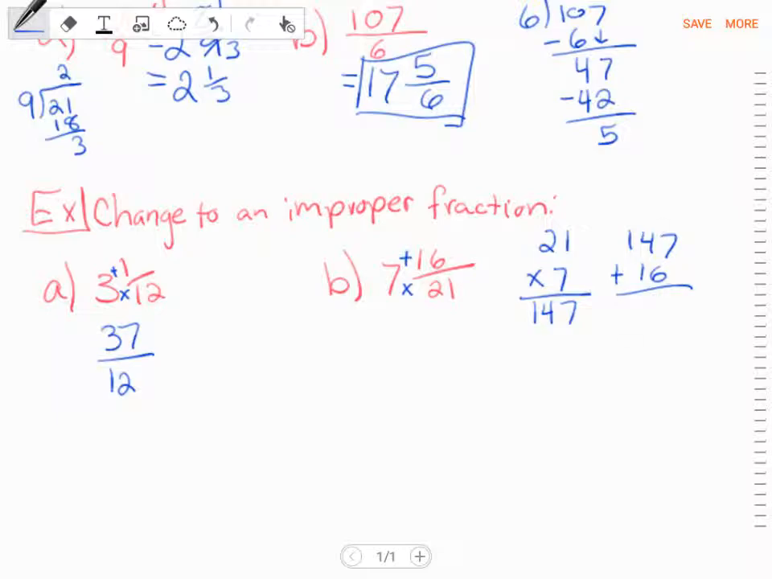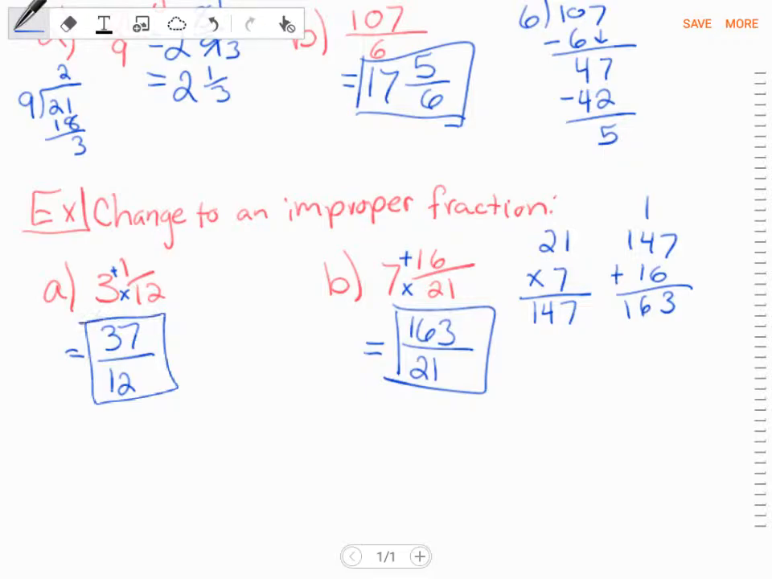So if you don't trust your brain to always get it right just by staring at the numbers, go over to the side, write it out, and add it all up. You don't have to do everything in your head. 7 plus 6 gives you 13. 1 plus 4 plus 1 gives you 6. And that 1 plus nothing. So my new numerator, now that I did 21 times 7 and got 147, then added my top number, is 163. That's my new numerator, and my denominator stays the same. That's all you had to do.